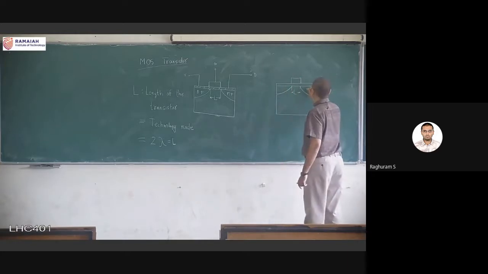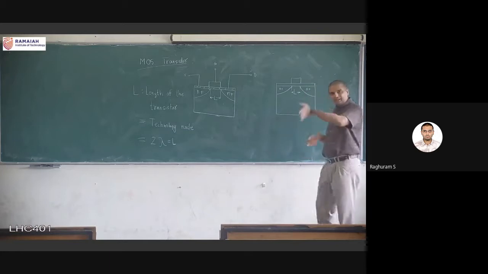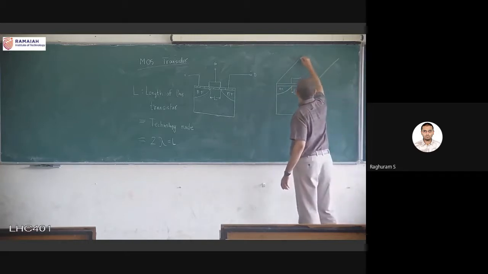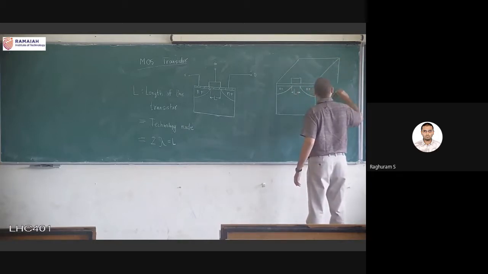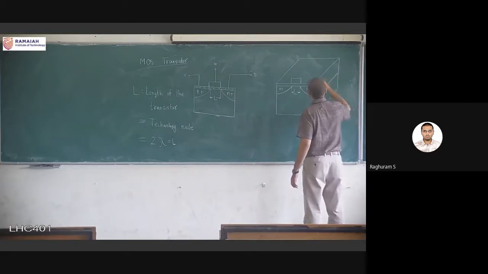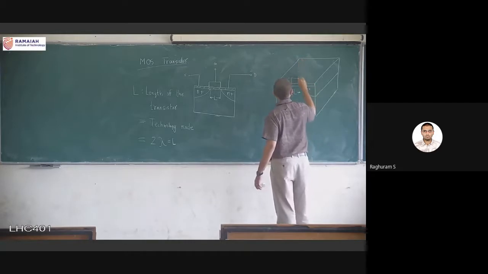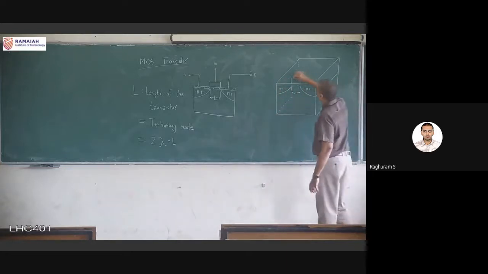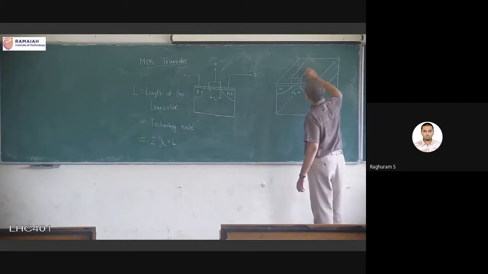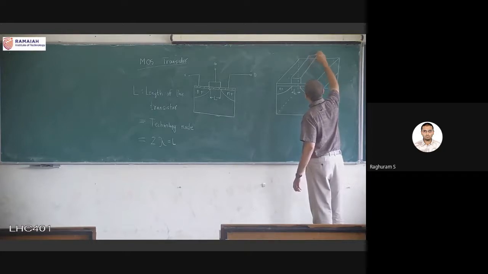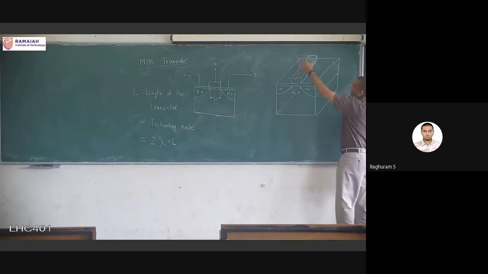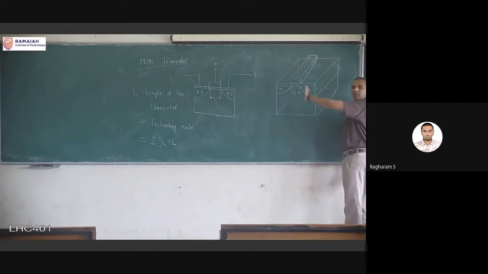So this is the same n plus, n plus. You imagine that I have cut it and I'm showing it to you, but actually it will have a third dimension also. So this is basically my three-dimensional diagram, and this will extend. That is, the gate will extend up to this point, and this is actually the full transistor. That is the three-dimensional view.